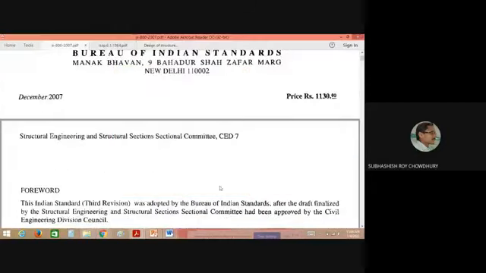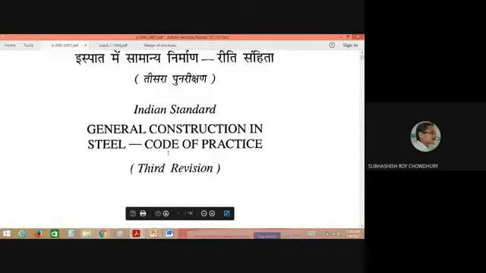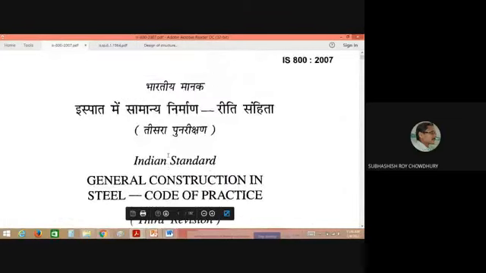you will require different IS codes for the purpose of steel design. So the basic code, the most basic code for the designing of the steel construction is IS 800-2007. So this code you will require at every step of doing the designing of steel structure. You will require IS 800-2007.